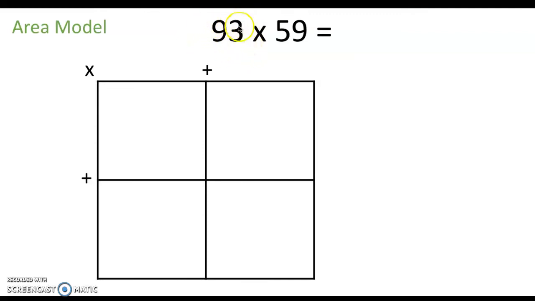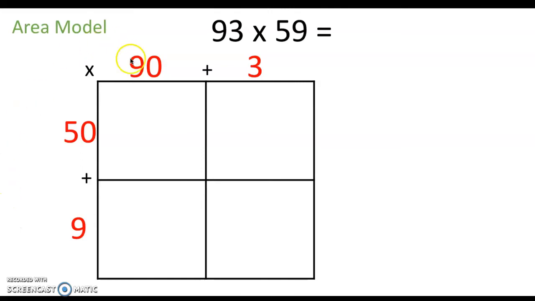So, 93. That would be 90 plus 3. Good job if you got that. What about our 57? Where does it go? Yeah, it goes on the side with 50 plus 7. Then let's take our numbers down and over.